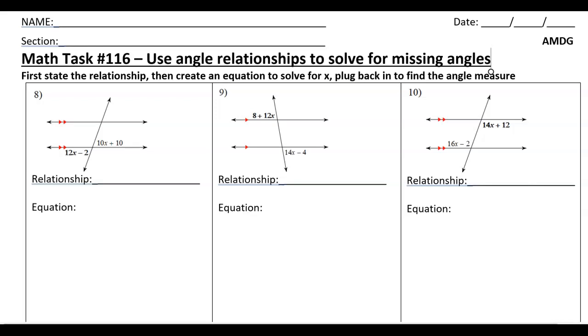Hey, this is your math students. Welcome to Math Task 116. We're going to use our angle relationships to solve for missing angles.